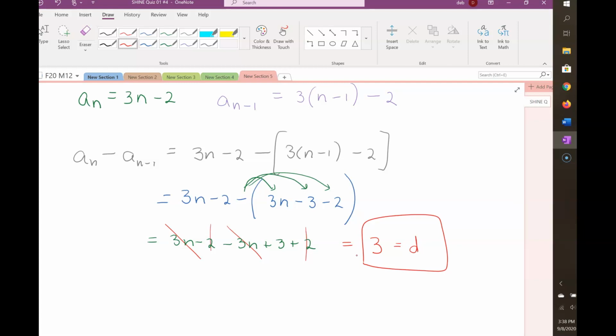So you have shown that for every term in this sequence, if you pick any term in the sequence, well, that's a sub n. It's any term in the sequence. And if you subtract the one that came just before it, you get a constant. Therefore, this sequence is arithmetic.